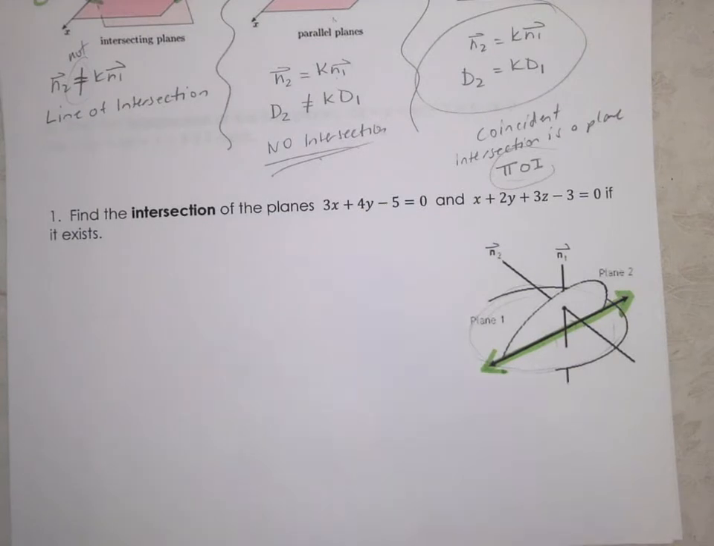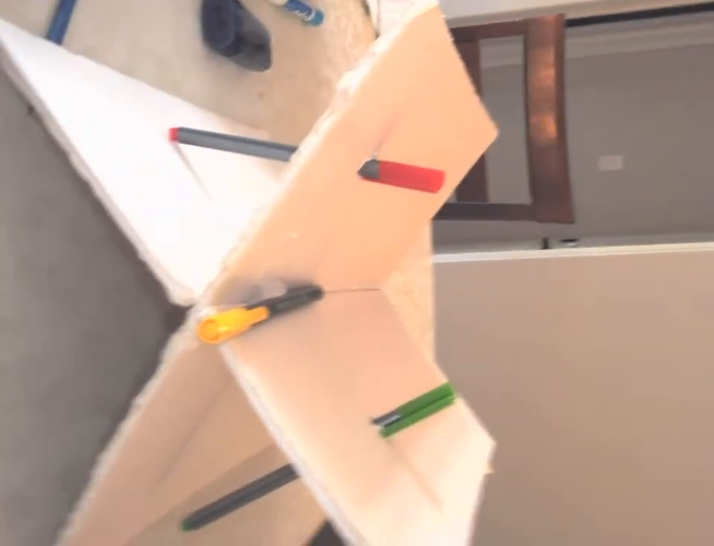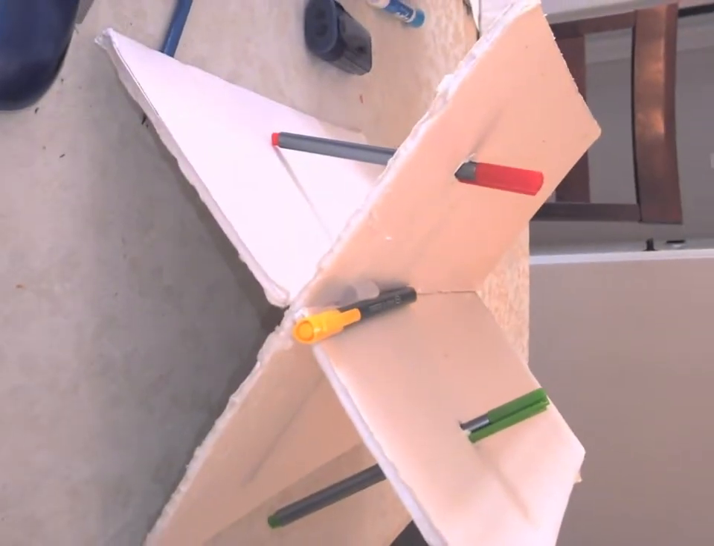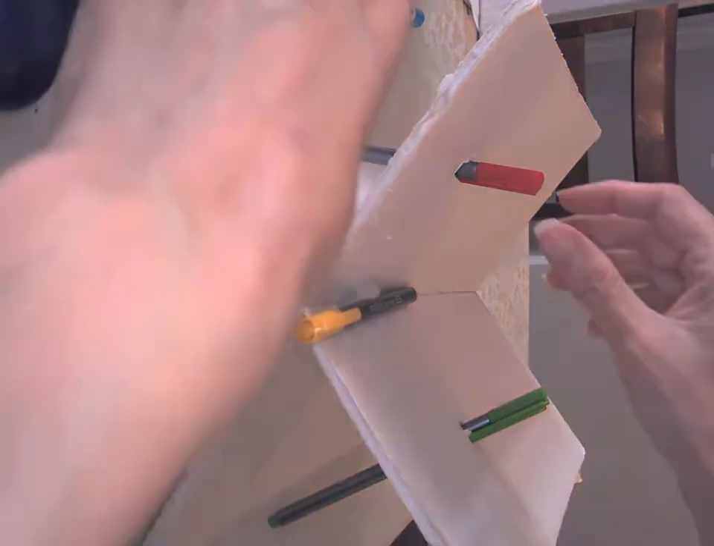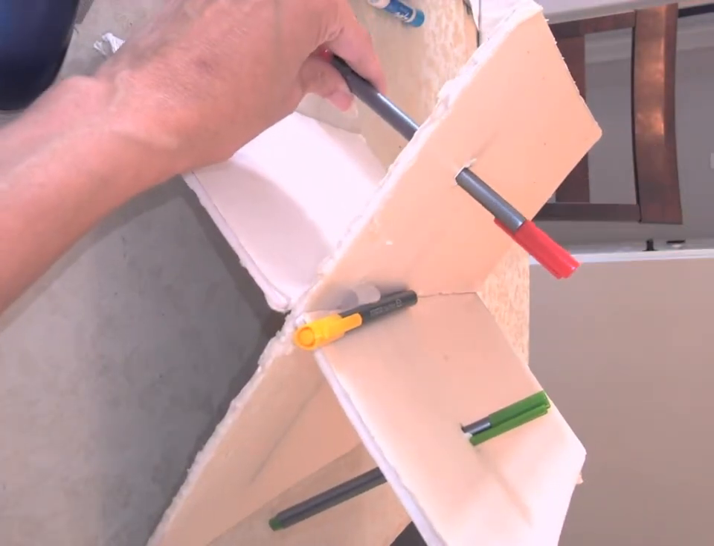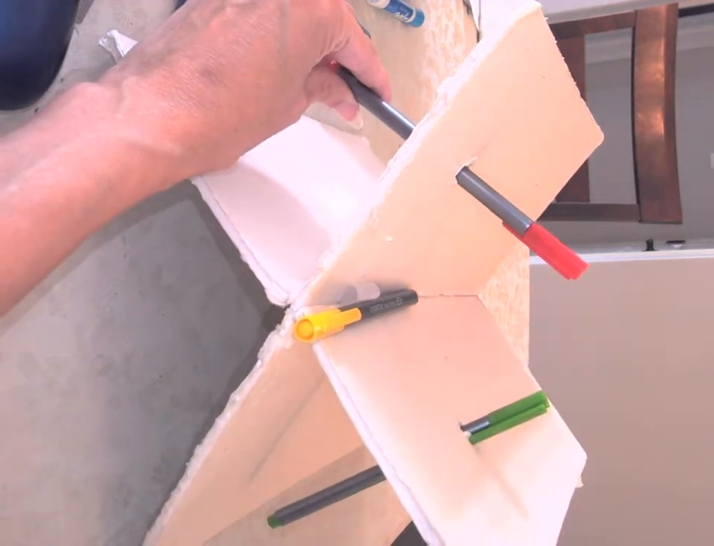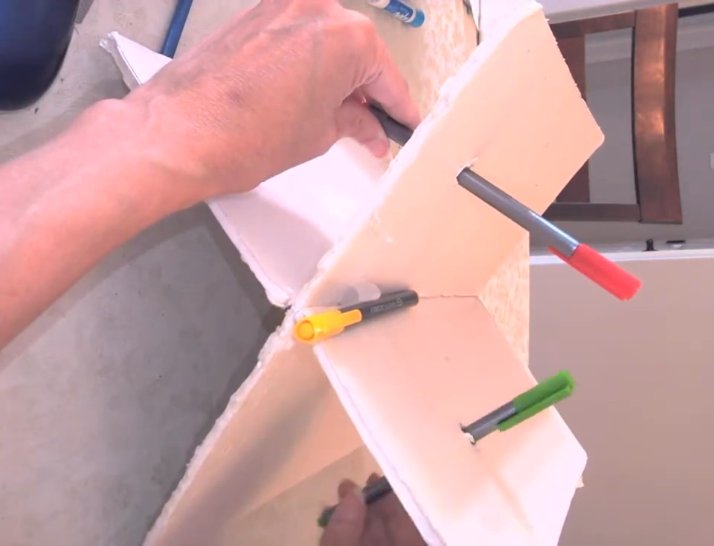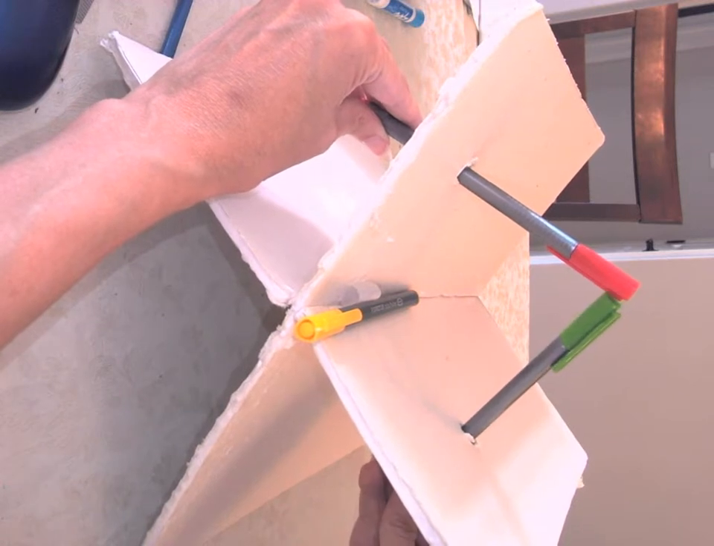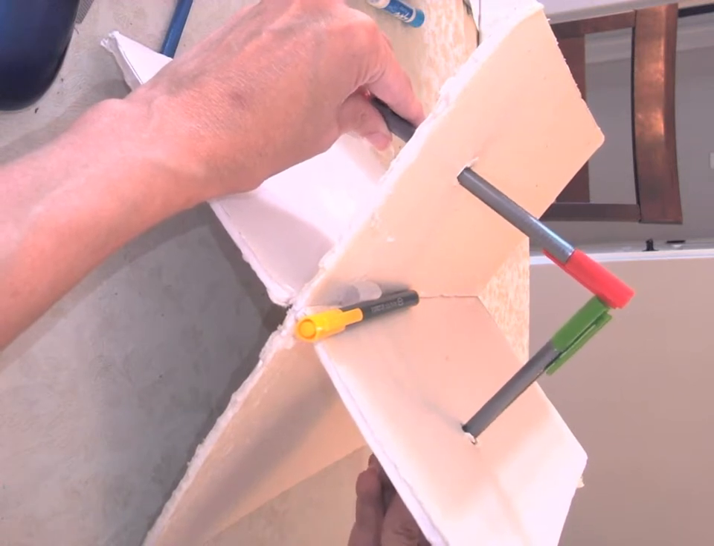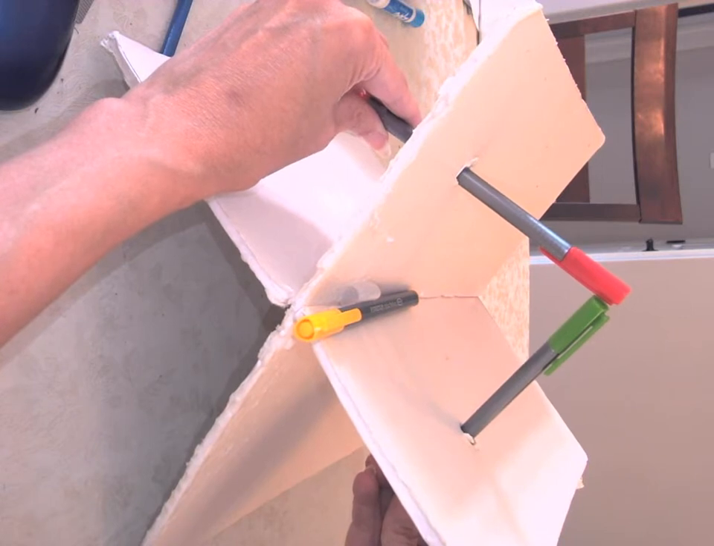And I'm going to convince you that the direction of that line of intersection is the cross product of the normals. Okay, so I've set up a model, and we'll just talk about why that's true here. So I'm going to change my camera view here. So here's my two planes. This is my first plane, and this is my second plane. And the red pen's going to represent a normal, so it's perpendicular to this first plane here. And the green pen is representing a normal of the second plane. So you can see they're both perpendicular to the planes.